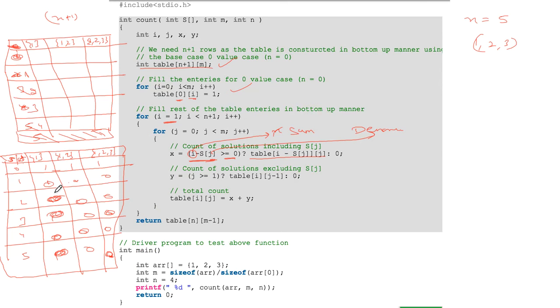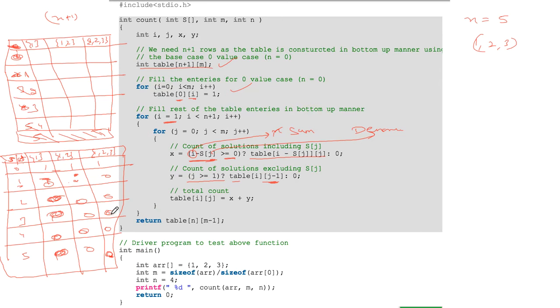If j is greater than or equal to 1, then return table of i comma j minus 1. That means don't include it. If I don't include it, then I have to go for i of j minus 1, which means without including what is there. This is 1 comma 2. If I don't include 2, what is the previous entry? Isn't it this?